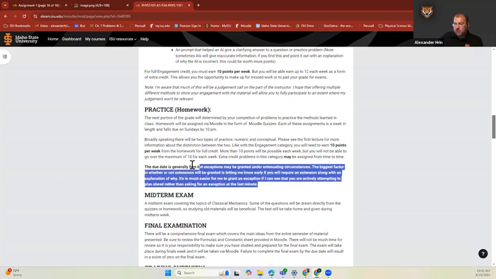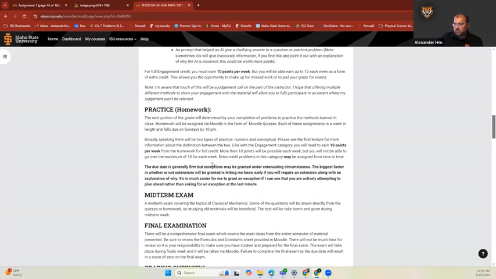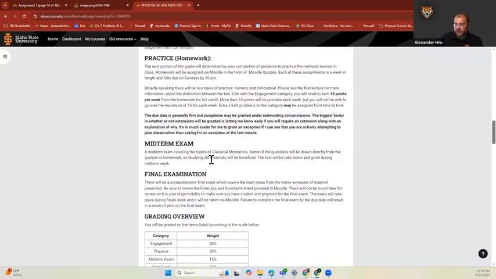Now, generally, I have due dates. They're going to be pretty firm for a due date on Sunday evening. But you get in touch with me. I'm willing to grant extensions. It's just much easier for me to justify that if you get in touch with me beforehand rather than if you let me know after. But again, just communicate with me and I'll see what I can do to work with you on this.